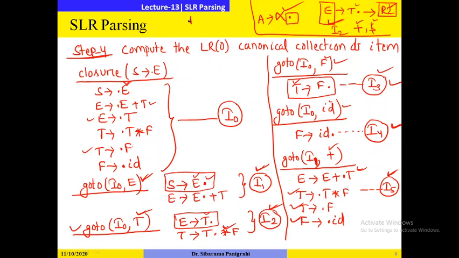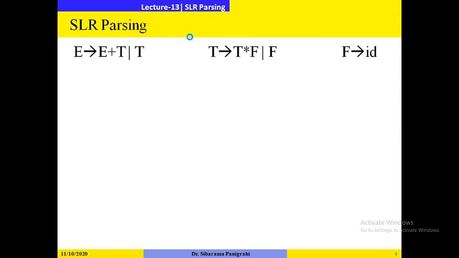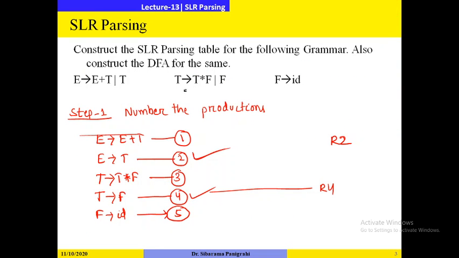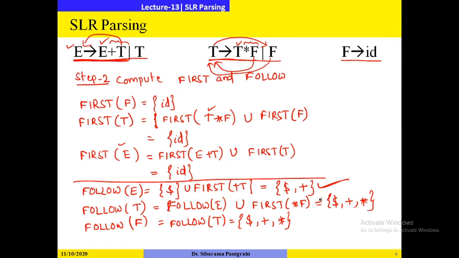So the production is T gives to F dot. This is the fourth production, so we will write R4. Where will we write R4? We will write R4 under the follow of T. Is that clear? So what is the follow of T? The follow of T is plus, star, dollar.